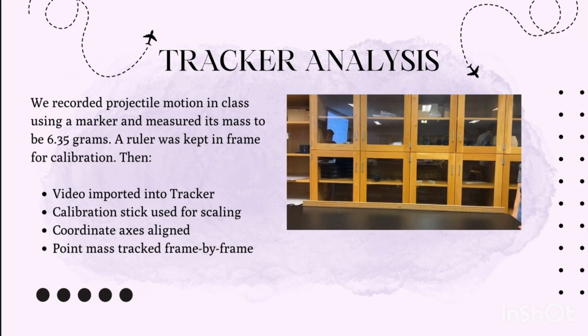In Tracker, I first imported the video of the projectile motion. I calibrated the scale using the known length in the video so that the pixel measurements converted to meters. Then I aligned the coordinate axes so that x was horizontal and y was vertical.